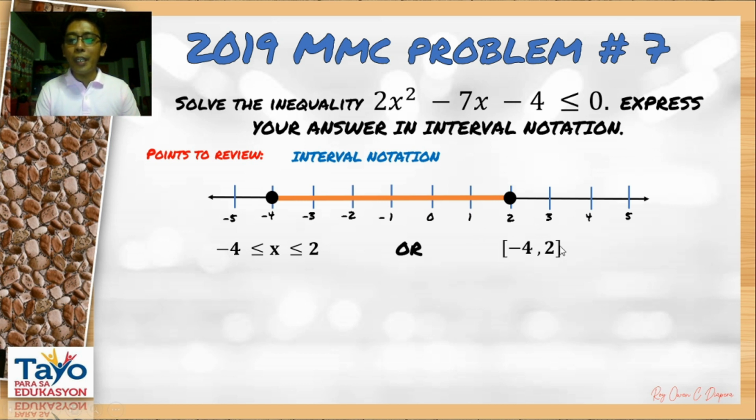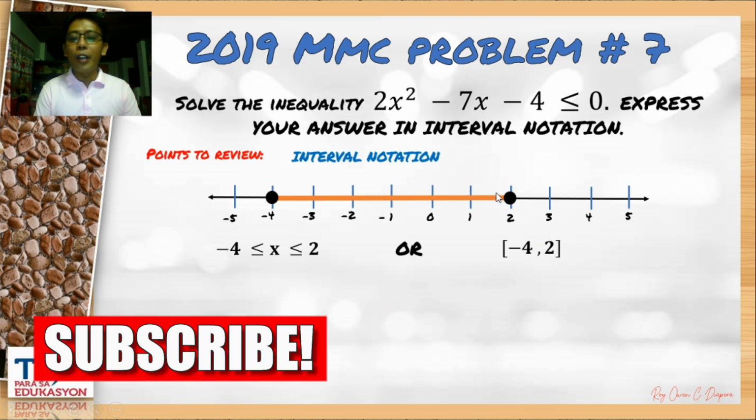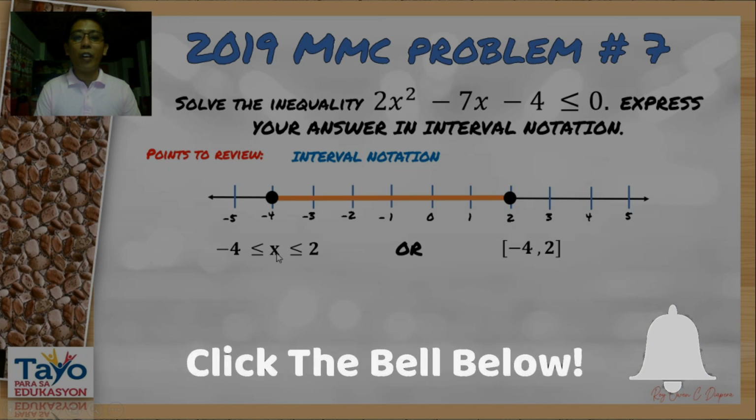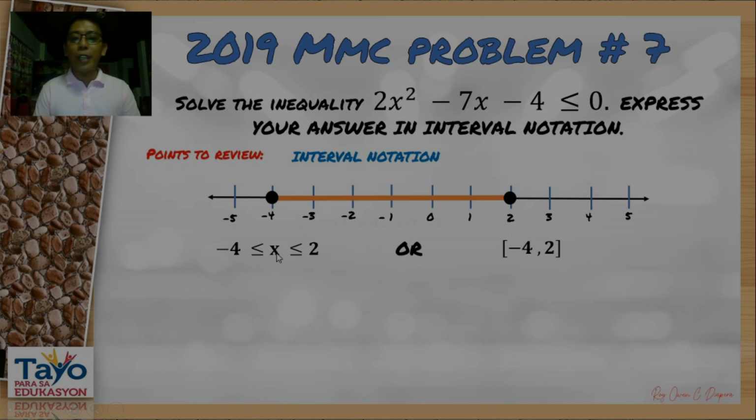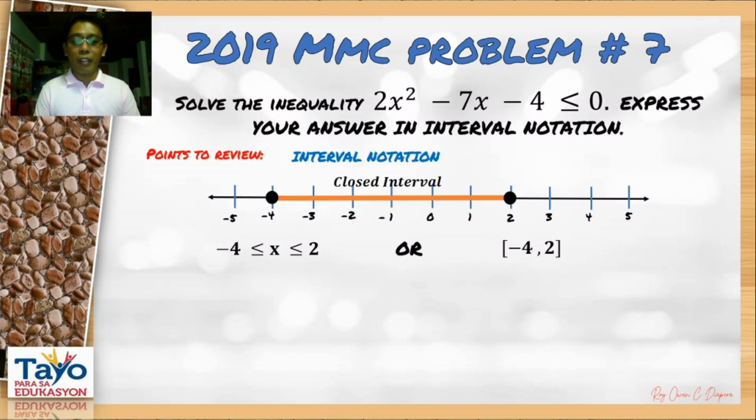Ano pong ibig sabihin nito? Negative 4 and 2 is included in the value of x and all the points in between negative 4 and 2. So meaning from negative 4 to positive 2 are included in the values of x. Ang tawag po dito is close interval.